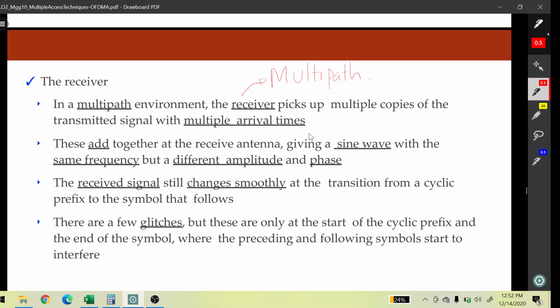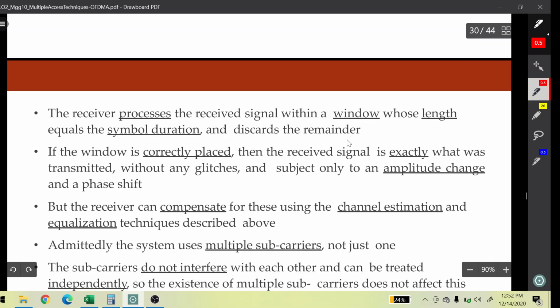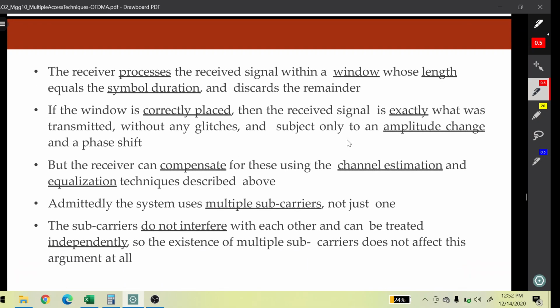The received signal still changes smoothly at the transition from a cyclic prefix to the symbol that follows. There are a few glitches, but these are only at the start of the cyclic prefix and the end of the symbol, where the preceding and following symbols start to interfere. Now, the receiver processes the received signal within a window whose length equals the symbol duration and discards the remainder. If the window is correctly placed, then the received signal is exactly what was transmitted without any glitches and subject only to an amplitude change and a phase shift.